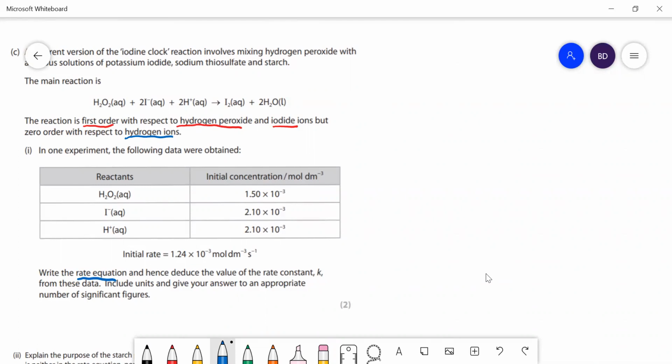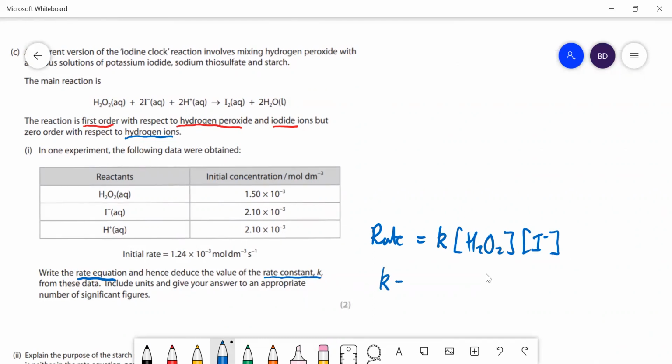So we've got the rate is equal to the rate constant, first order with respect to hydrogen peroxide, first order with respect to iodide, but zero order with respect to hydrogen ions. So you don't need to put that in because, of course, that's just 1, so you can leave that out. There's your rate equation. Then it says deduce a value of the rate constant.